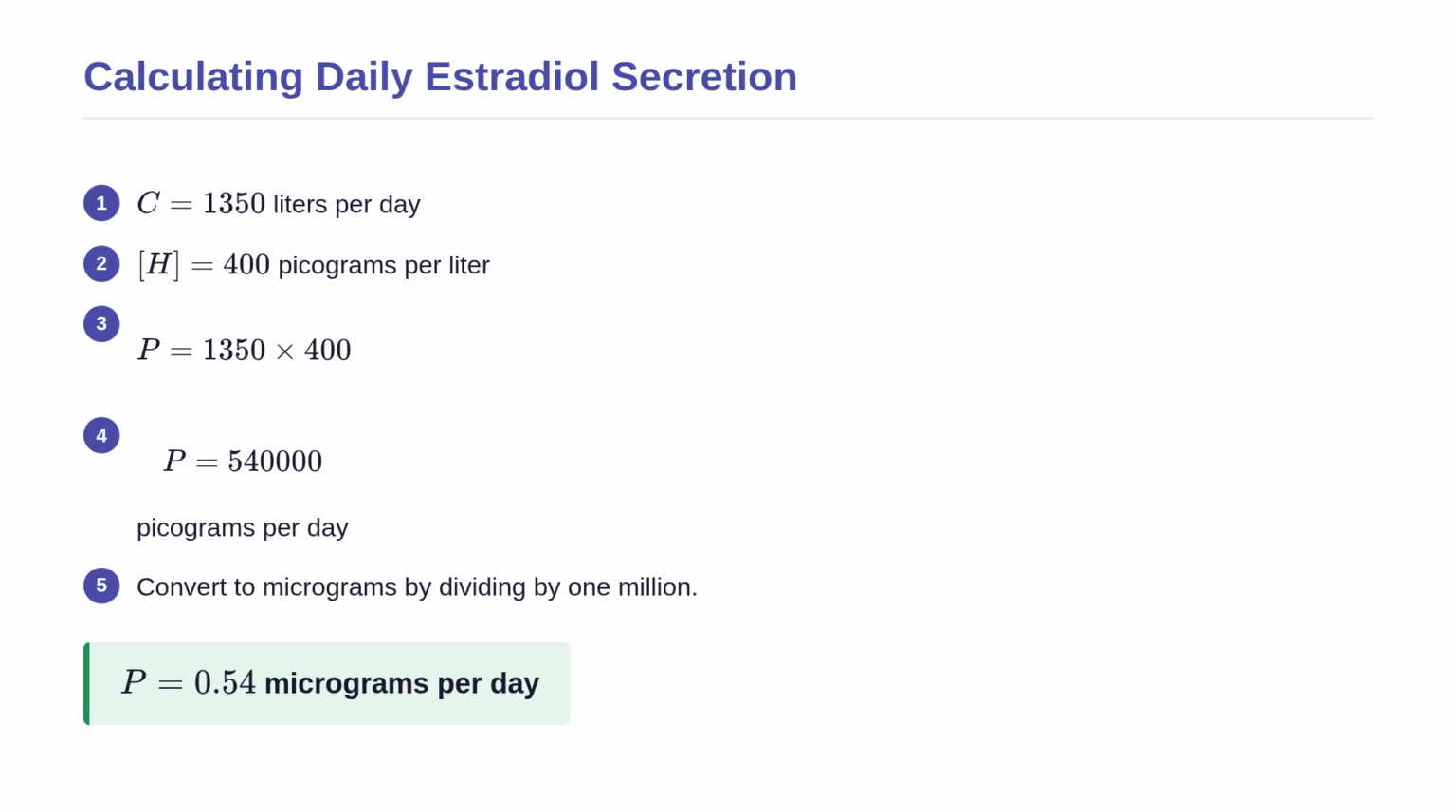We substitute these values into our formula, multiplying 1,350 by 400. This gives us 540,000 picograms per day. To make this manageable for medical charts, we divide by 1 million to convert it to micrograms. The final answer is 0.54 micrograms per day, confirming her ovaries are functioning normally.